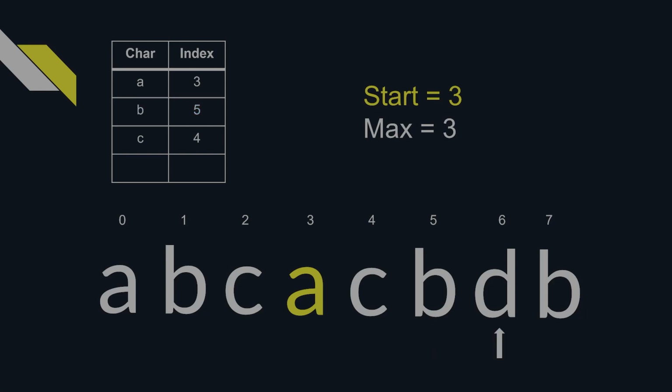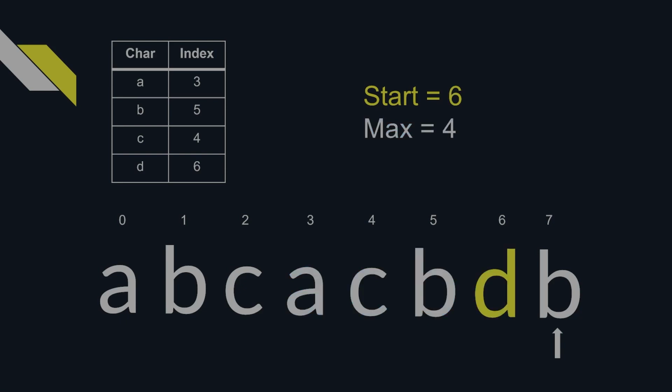A D is a new letter which we did not see before. So we just add it to the table. We go to the next char, which is B that we saw before. Following the same steps, we check if the string starting from the start has a length longer than our max. This time it has a length 4, which is more than our max, so we update it.